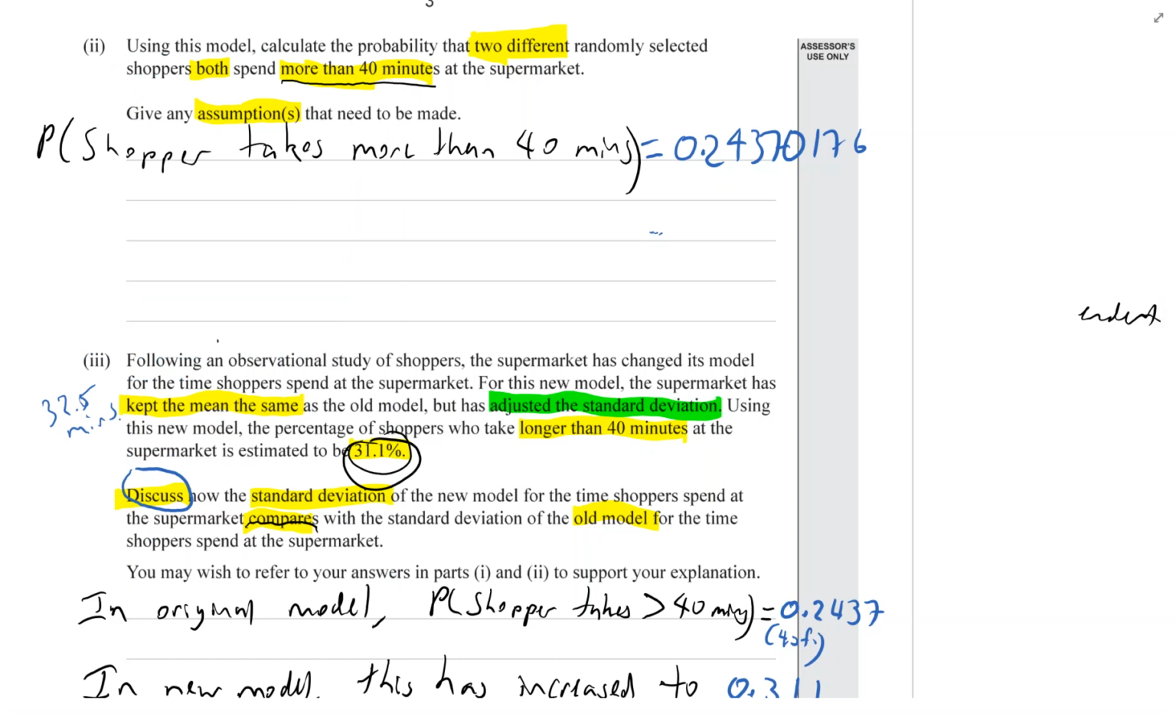I want to know the probability for 2 different randomly chosen shoppers taking more than 40 minutes. How do we do that, do you reckon? Just pause the video and have a think about it. Have a guess. Well, it turns out we square it. We square the probability for 1. Okay, like so.